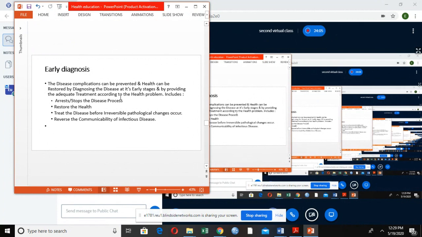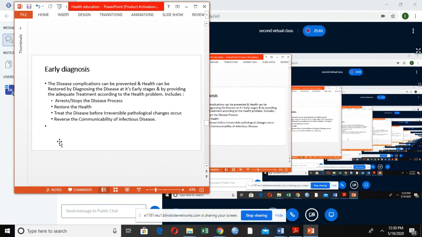If you're diagnosed with cancer before it gets to the severe state, at stage 2 or stage 3 of cancer development, you'll be able to overcome that cancer. But if the cancer is diagnosed at the very late stages, you might die due to the cancer. So it is very good to diagnose some of these diseases early. Early diagnosis and treatment are geared towards arresting or stopping the disease process, restoring the health, treating the disease before irreversible pathological changes occur, and reversing the communicability of infectious diseases. So early diagnosis helps in all this.